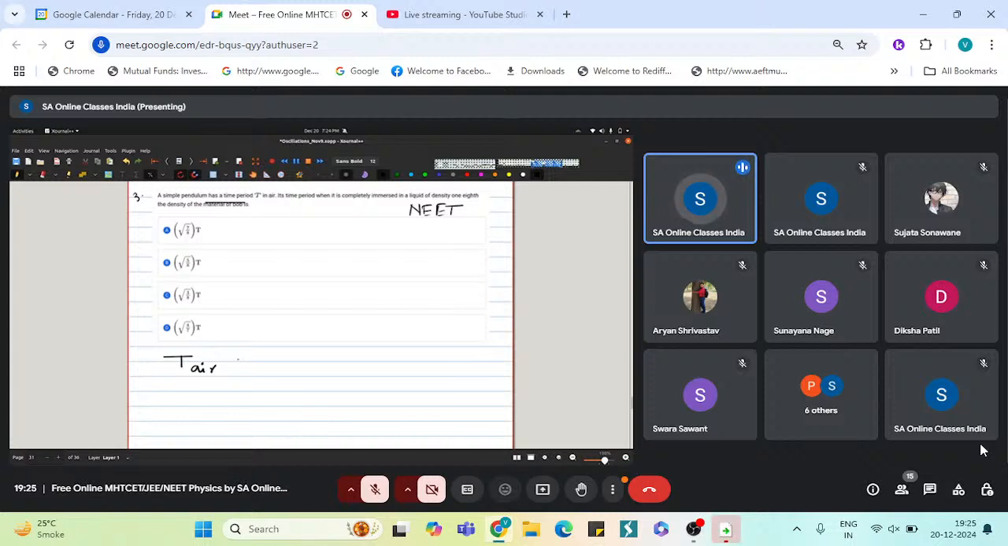But I'm taking this question to show that they are not essentially the same questions, and this is a question where the density of the blob will actually matter. We'll see how. And they have asked the time period in the liquid.